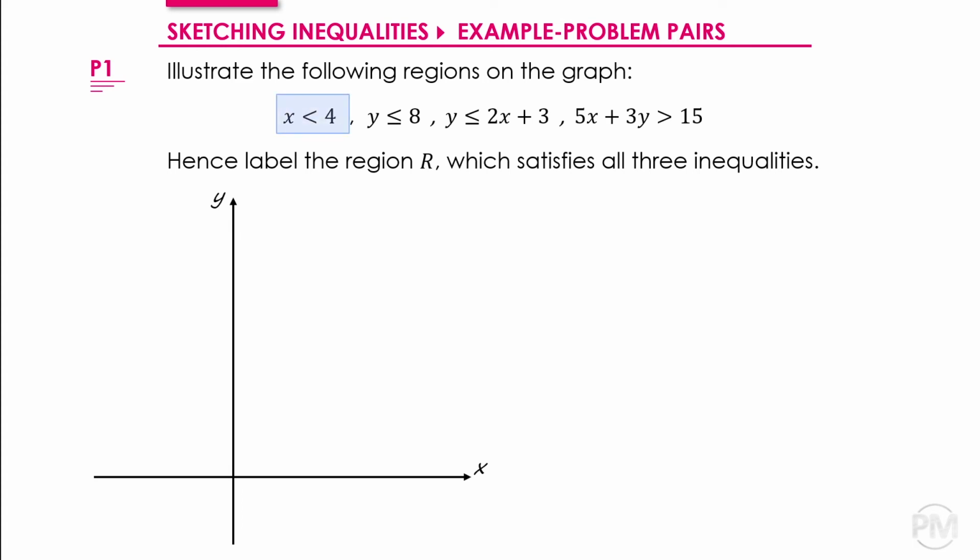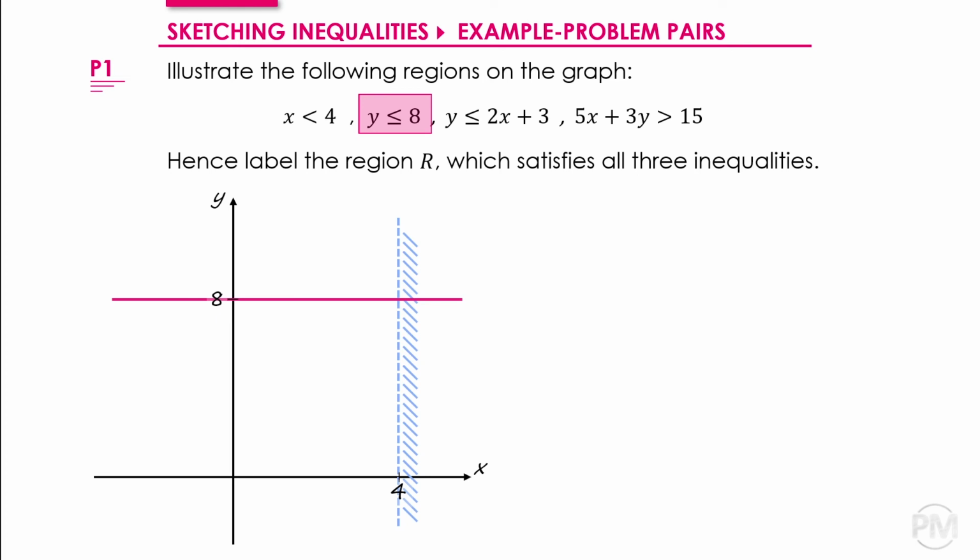So we've got the line x is less than 4 to start off with. Mark 4 on the x-axis, draw a vertical line that's dashed, and we want x is less than 4, so shade the bit that's bigger than 4. Next up, y is less than or equal to 8. Mark 8 on the y-axis, solid line across, and we want less than or equal to 8, so shade the bit above the line.